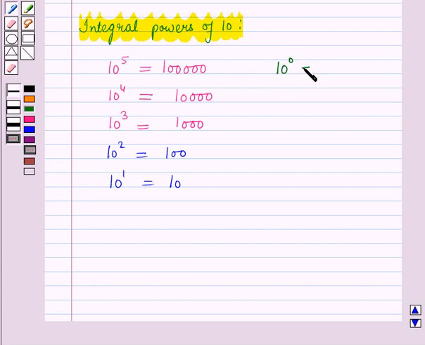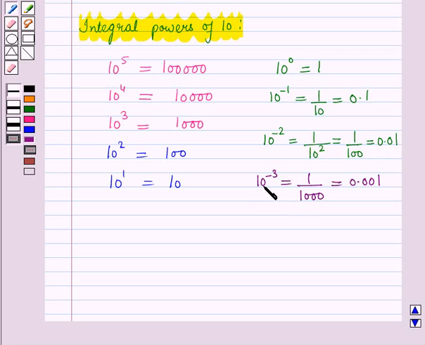Now 10 raised to power 0 is equal to 1, 10 raised to power minus 1 is equal to 1 upon 10, which is equal to 0.1, then 10 raised to power minus 2 is equal to 1 upon 10 raised to power 2, which is equal to 1 upon 100, and this is equal to 0.01. And 10 raised to power minus 3 is equal to 0.001. And then we will have 10 raised to power minus 4, then 10 raised to power minus 5, and so on.